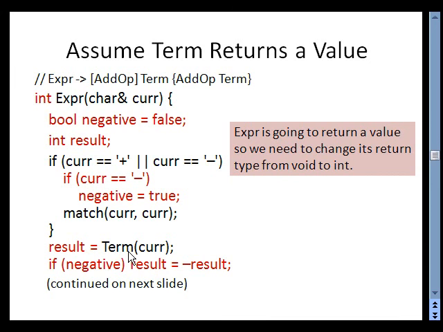Now when we call term, it's going to give us back a value. We need to catch it. And so we have result gets assigned the value that term gives us back. And then remember, we have to possibly negate that term. And so we look at our Boolean variable, and if it has been set to true, which would have happened right there, then we change result to minus result.